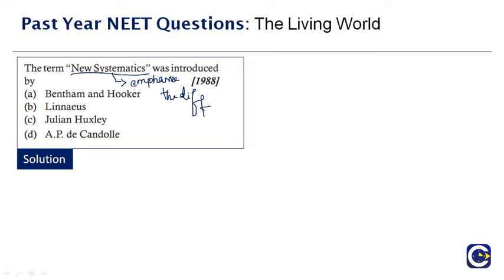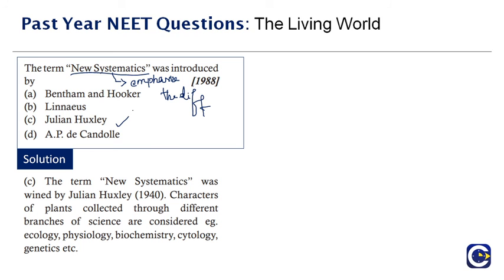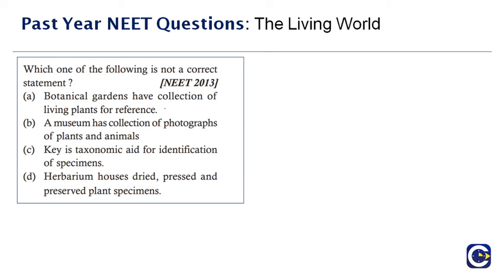This system of new systematics was introduced by Julian Huxley. The correct answer to this question is option C, Julian Huxley. I've clearly told you what new systematics is. The term new systematics was given by Julian Huxley in the year 1940. So you collect everything, the characteristics of any organism. Here they have exclusively mentioned plants, but now new systematics is even carried out for animals. Okay, fine. So the correct answer to this question is option C. Let's move on to the next question.